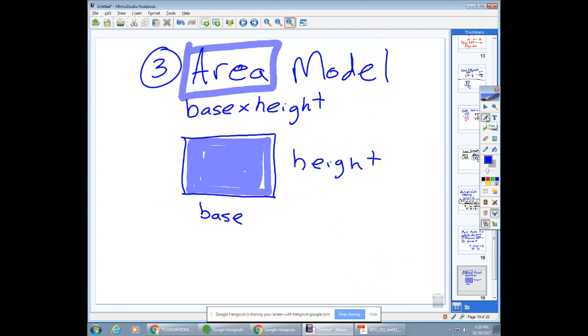And so with the area model, let's say I'm looking at 3 times 2. So I would say my base is 3. So I would measure off 3 units across the base. And then from there, I would measure up whatever the height is. And here my height is 2. And then that gives me this nice grid.